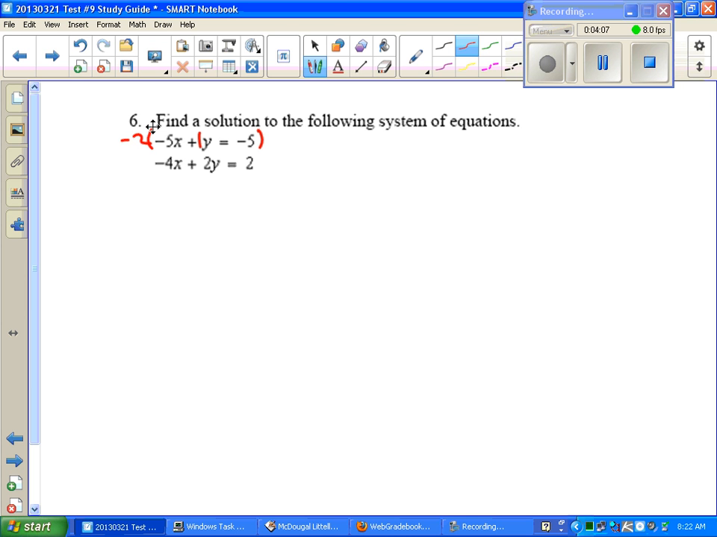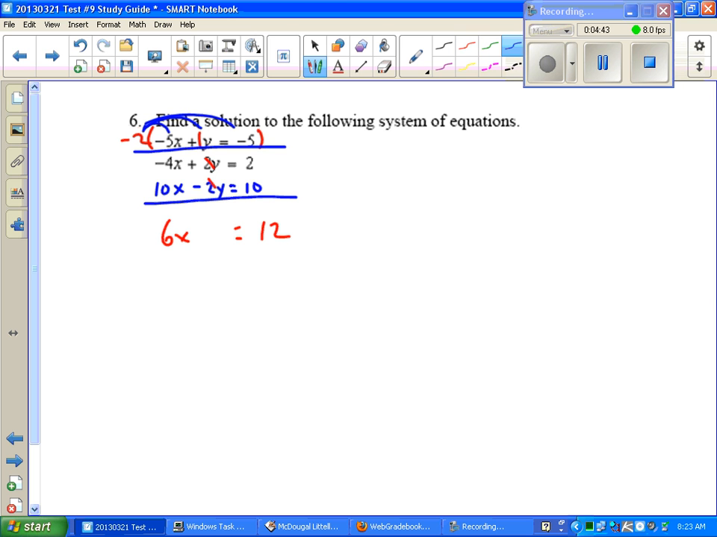But we can't just multiply that one term by negative 2. We need to make sure to distribute it to everything. So negative 2 times negative 5x is positive 10x. Negative 2 times positive 1 will be negative 2y. And negative 2 times negative 5 will be a positive 10. So now you have 2 equations in the system, and you have opposite terms in 2y and negative 2y. So if you combine negative 4x and 10x, you get a positive 6x. If you combine 2y and negative 2y, they'll cancel each other out and you'll have no y's. And if you combine 2 and 10, you get 12.